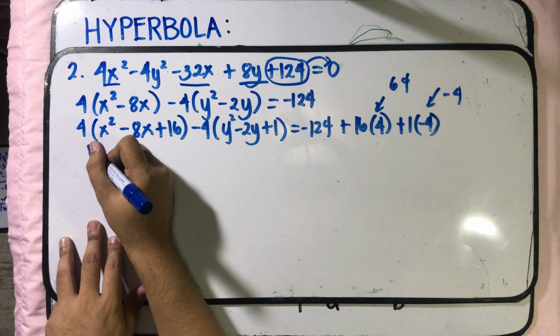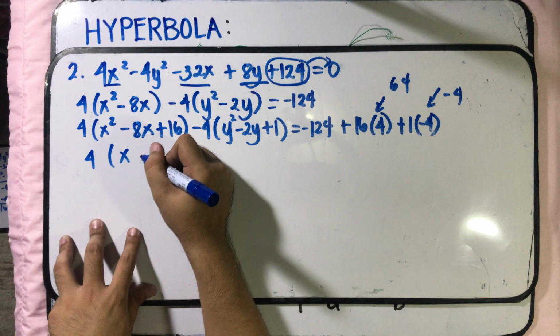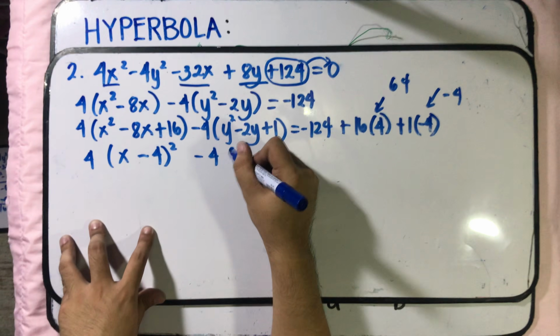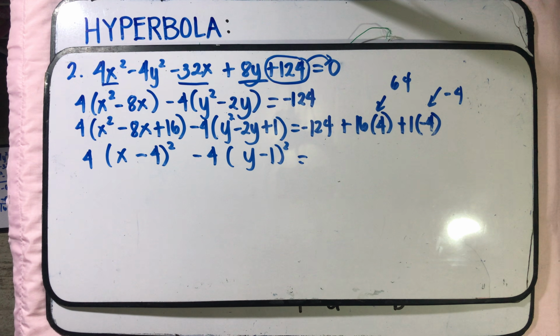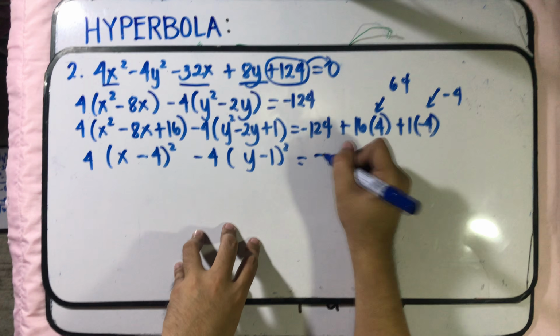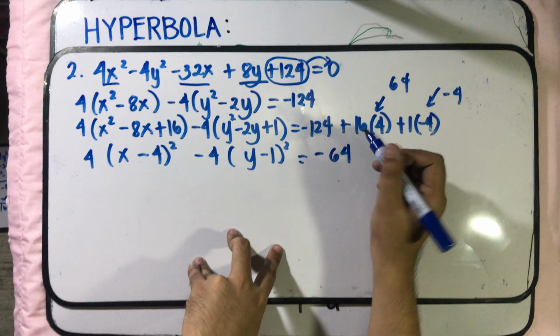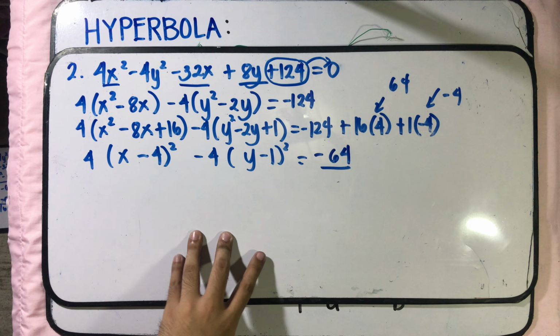Okay, so let us now try to factor this out, and this becomes 4 times x minus 4 quantity squared minus 4 times y minus 1 quantity squared is equal to, we have -124 plus 64 minus 4. Therefore, the right side is -64. Okay? So, let us now try to divide both sides by -64.